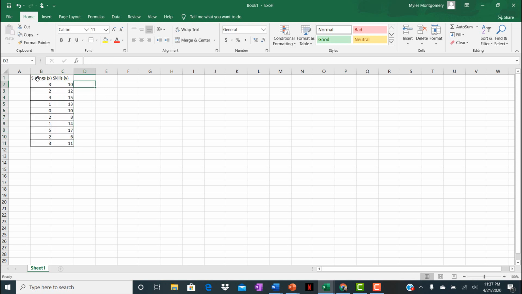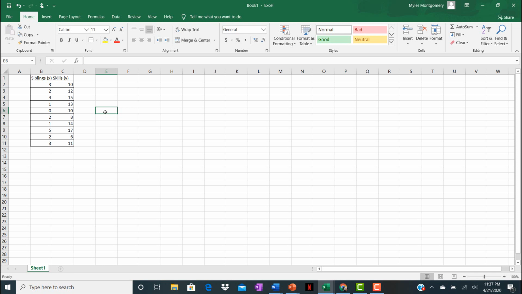Then I wrote in siblings X, just like I did before, skills Y. So I'm really using the same fact pattern we just looked at a minute ago. Then I filled them in 3, 10, 2, 12, 4, 15. Everything is the same. Now, I told you yesterday with chi-square that Excel gives you the p-value instead of the calculated value, but with this particular equation, Pearson's, it's going to give us the correlation coefficient. So it won't be giving us the p-value. It will actually be giving us the Pearson's R correlation coefficient.